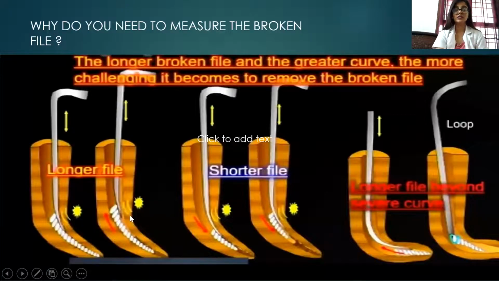Why do you need to measure the broken file? The longer the broken file and the greater the curvature of the file, the more challenging it becomes to remove the broken file, as it engages all over the root canal.